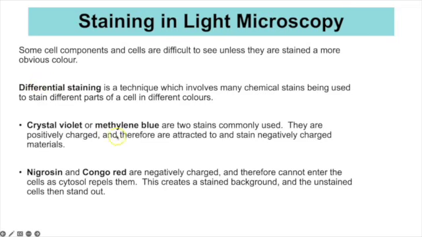So crystal violet or methylene blue are 2 stains that are commonly used, and they are positively charged stains. And that means they'll be attracted to anything that is negative. So negatively charged components of the cell, and they will stain those parts of the cell. You could then also add nigrosin and Congo red, which are negatively charged, and therefore they actually can't enter the cells because the cytosol would repel it. And that would create a stained background, a different colour, and the unstained cells will then stand out.